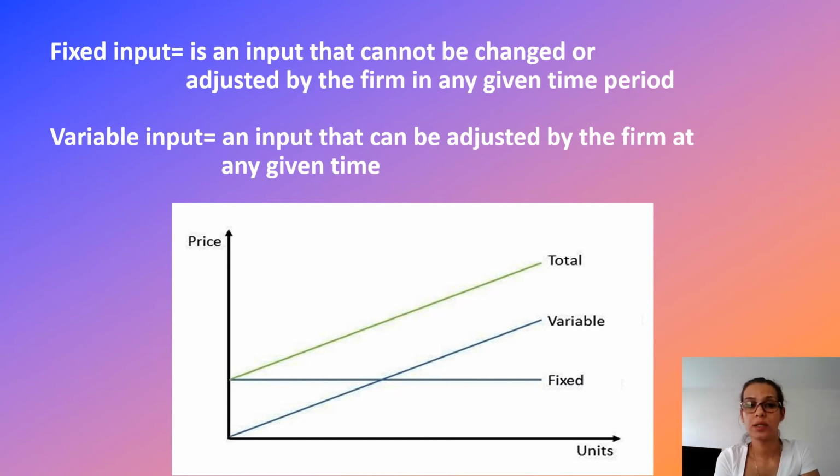Short run is a time period in which an input is fixed. In the long run, the time period is long enough that all inputs can be adjusted.